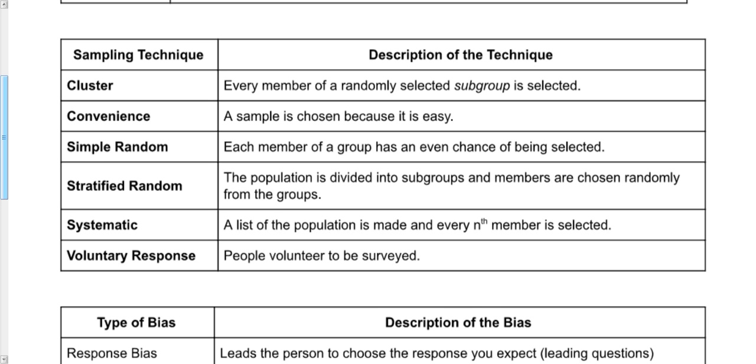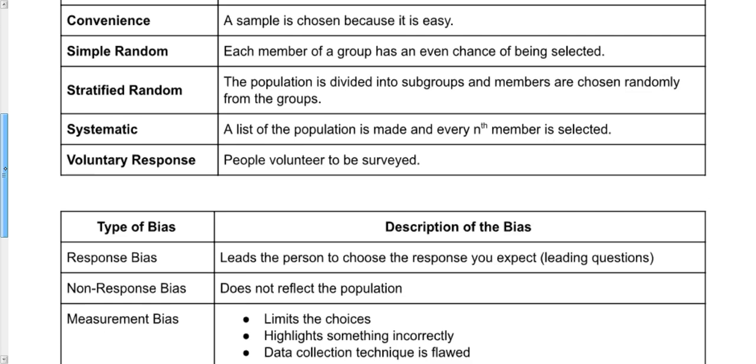Okay. Voluntary response is people can choose whether or not they want to respond to a survey or not. Okay, so this is typically what you would see done like through a radio call-in show or on an internet website where you can respond to the survey or choose not to. It's entirely up to you.